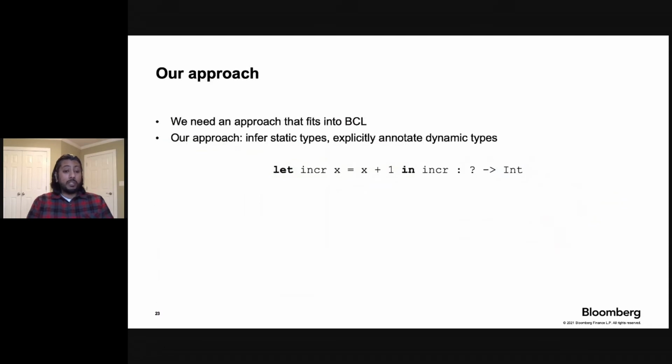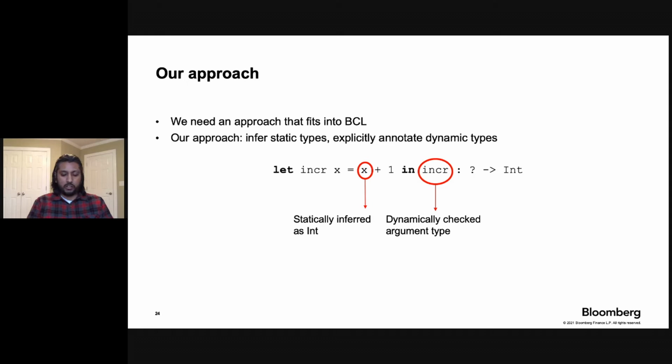So what we want for BCL is an approach that fits into BCL. We want to be able to infer static types and explicitly annotate dynamic types. What I mean by that is, let's say I have this increment function as defined over here, and I annotate the increment function with the type dynamic to int. I want to statically infer the type of, let's say, x in the body of increment, or even the return type of the increment function. And I want to be able to dynamically check the argument that is passed to the increment function.